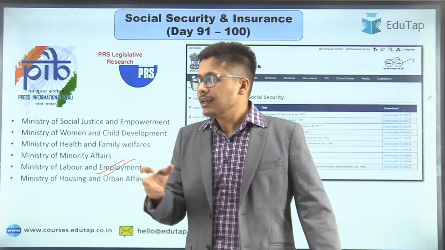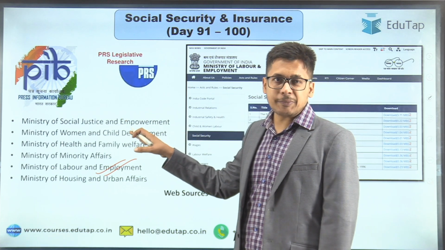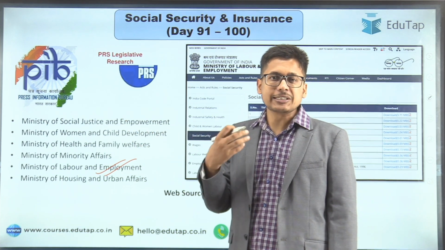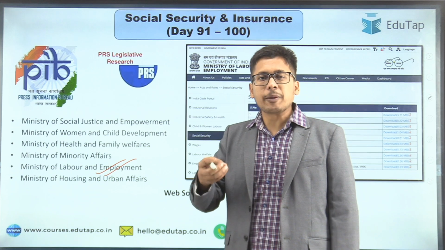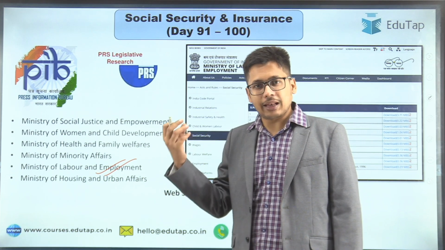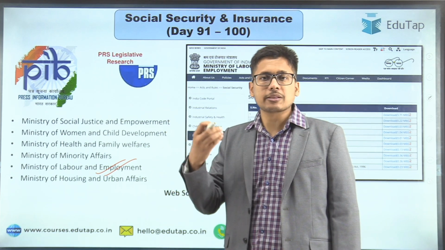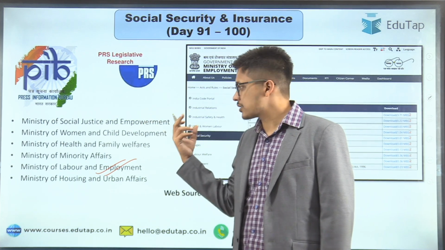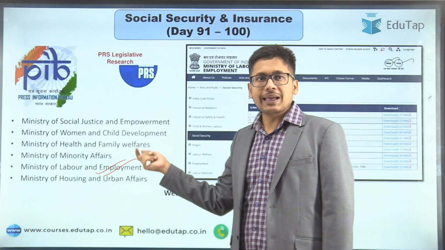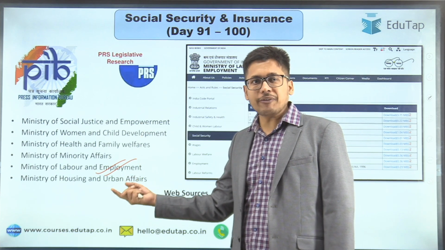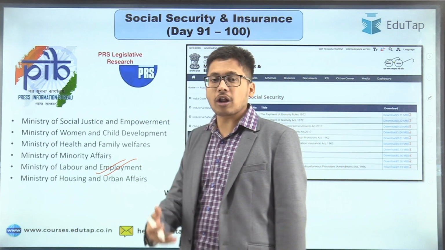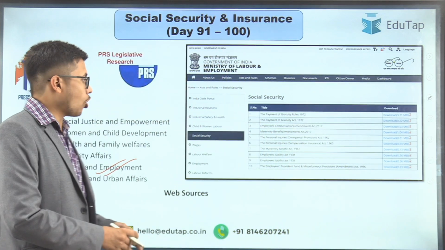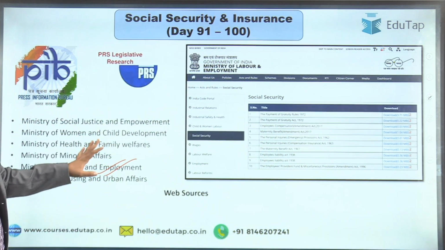Next, the social justice and empowerment ministry, for disadvantaged people, disabled people, or people belonging to marginalized groups, like transgenders, for example, like the victims of human trafficking. So we implement various schemes for those sections. Then women and child development, health and family welfare, minority affairs, and the ministry of housing and urban affairs, for the urban poor, we implement various schemes. So all these different schemes are very, very important, okay?